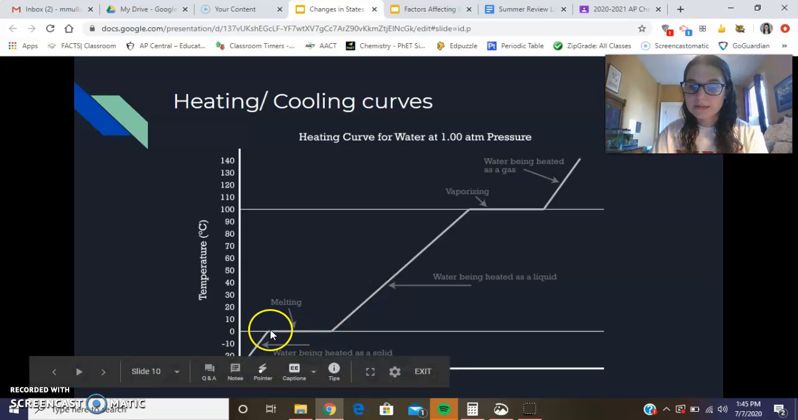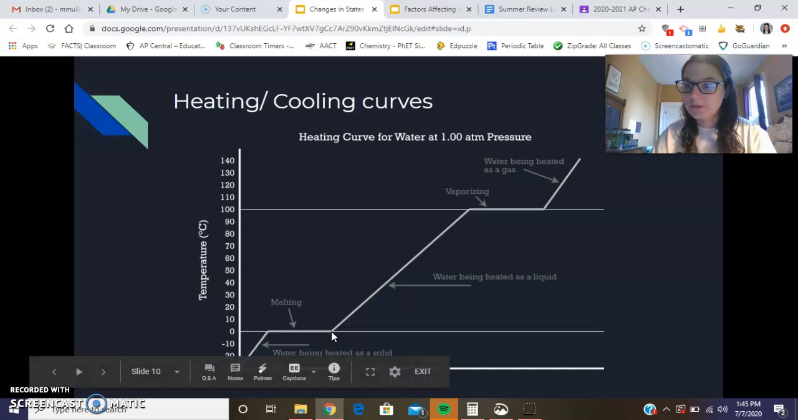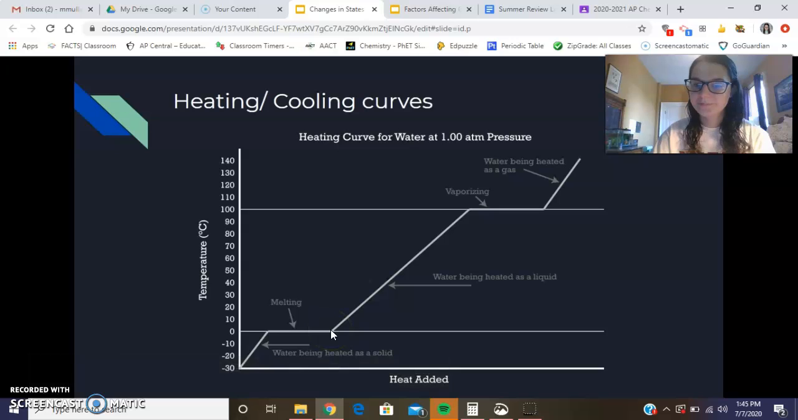So here is the melting. At this point, there are both solid and liquid particles. This is like your glass of water as the ice melts. It's staying at 0 degrees Celsius. Then, at this point, we have all liquid. All of our solid has melted into the liquid state of water.